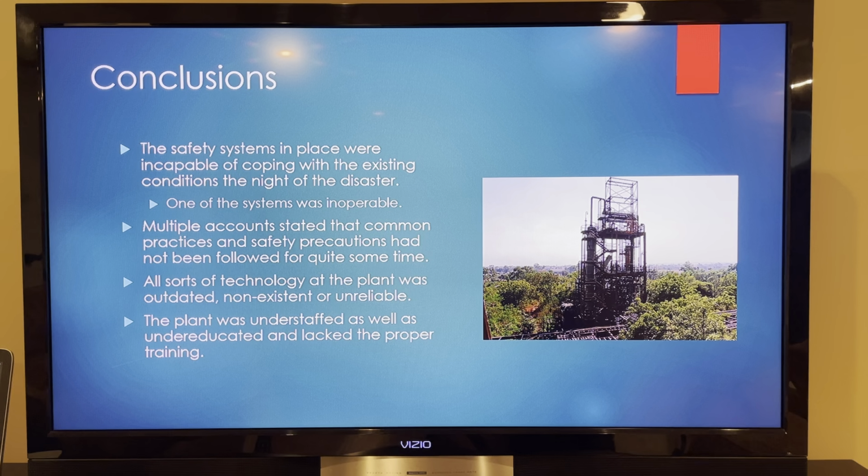On top of all that, the plant was understaffed as well as undereducated and lacked proper training. The safety systems they had in place were ineffective and, as I mentioned, inoperable. They didn't keep up on their day-to-day tasks, audits, inspections, and that led to these issues. They clearly didn't have the proper systems in place to catch hazards. At a plant this size, lacking staff is one thing, but training needs to be done on a regular basis. It helps in preparation and provides awareness and knowledge to help deal with these dire situations.